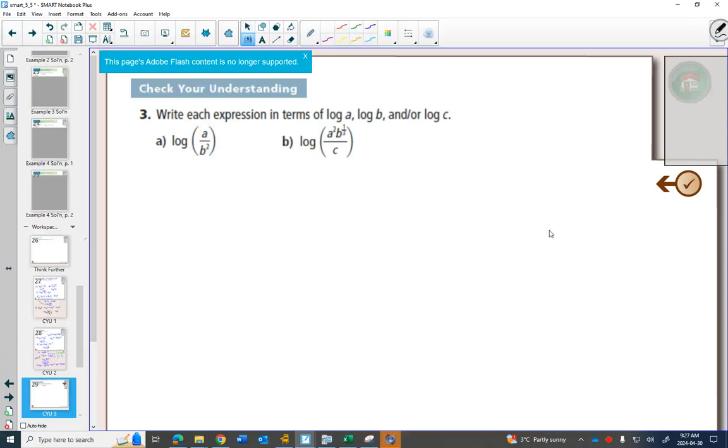Example 3 is all about expanding. Sometimes you'll see it like this, in terms of log A, log B, or log C. Sometimes you'll see this same question where the instruction is expand completely. In A, we would say this is in terms of log A over B squared.